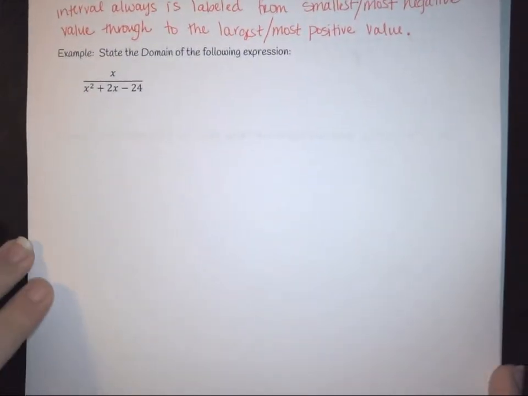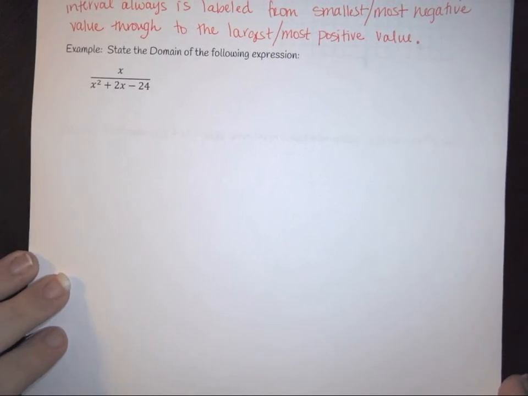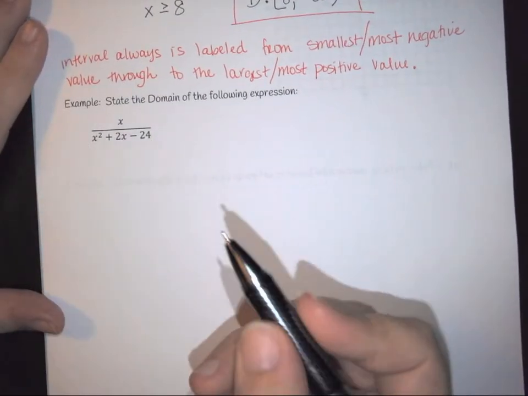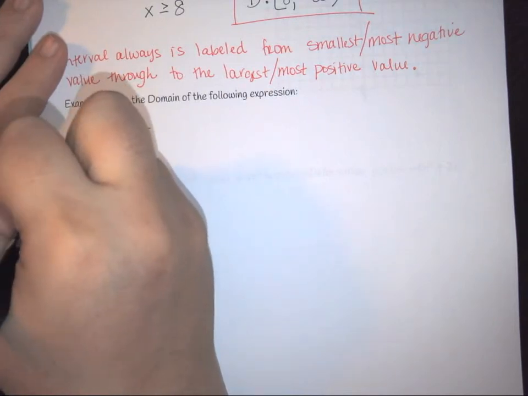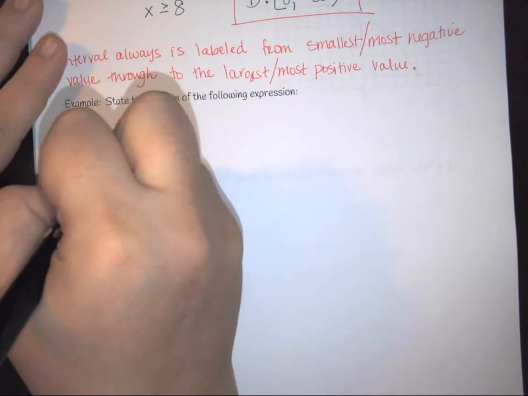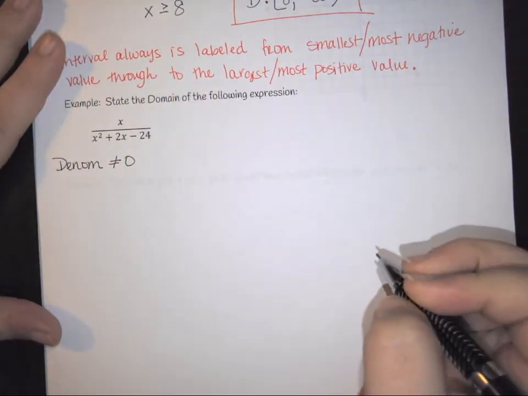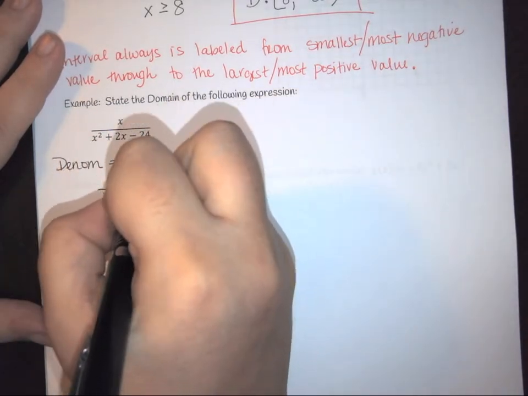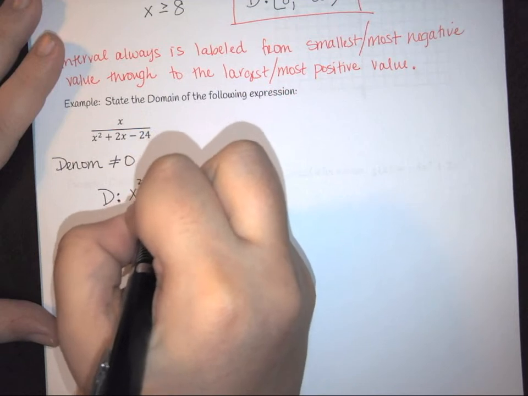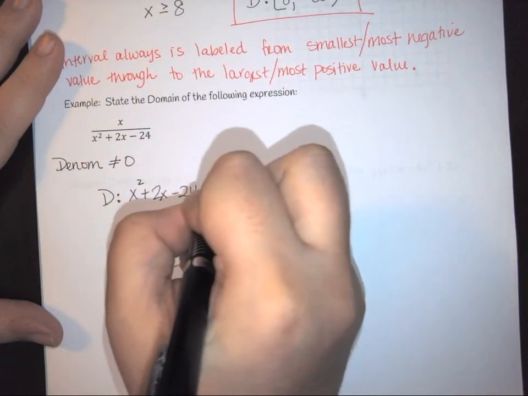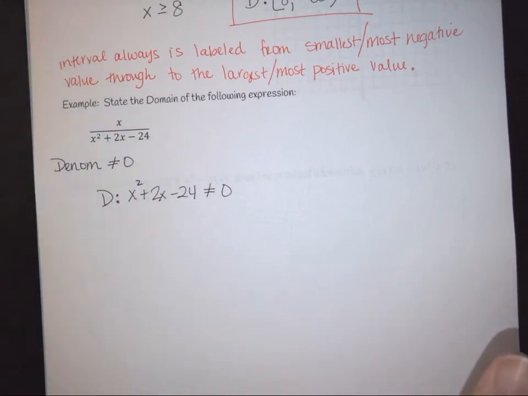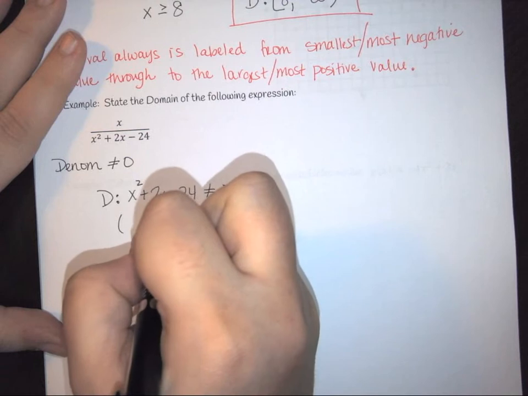Alright, let's look at another one. So here we need to state the domain of the following expression. So again, this is a rational. So again, we have to remember that your denominator cannot be 0. So here we're going to find our domain by saying that x squared plus 2x minus 24 cannot be 0. Solve for x. So in this problem, in order to solve for x, we would need to factor.